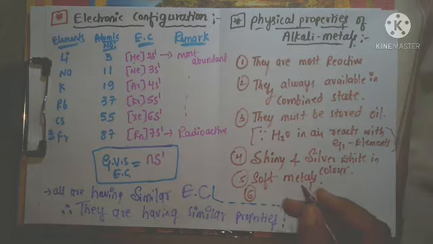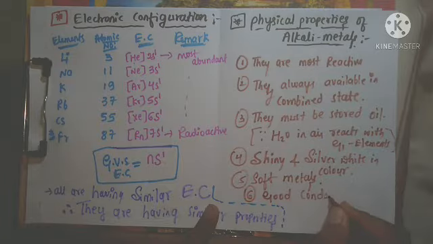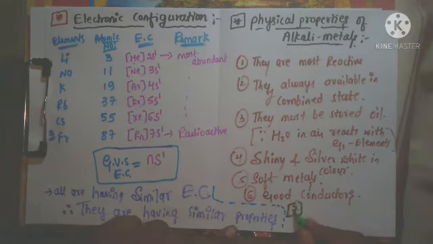Now the sixth one is good conductor, bad conductor. Current is passing from one point to another point. Therefore, they are good conductors. Last point, very important. That's why I'm writing with another color pen.